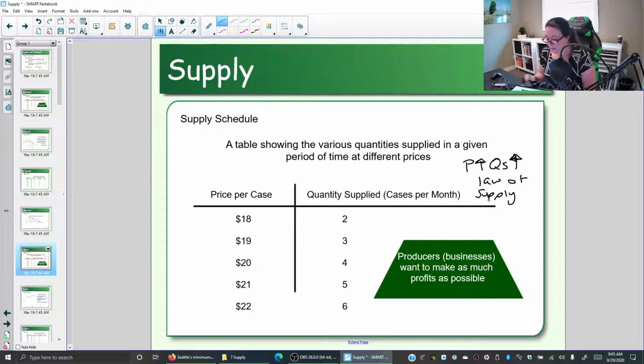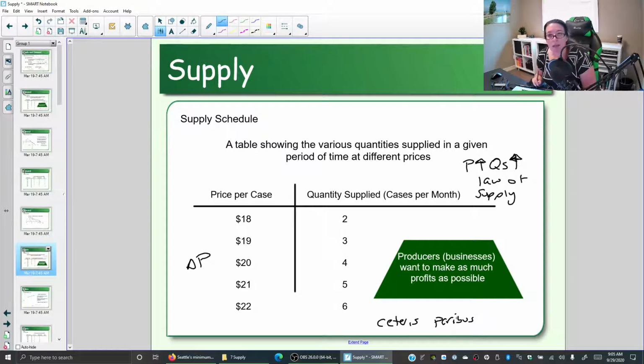Well, remember, the only thing we are changing here is price. We are holding everything else constant. What do you call that when you hold everything else constant? What's that economic term? It's a Latin word. Ceteris paribus, or ceteris paribus is the Latin. So everything else is being held constant. The only thing we're changing here is the price.